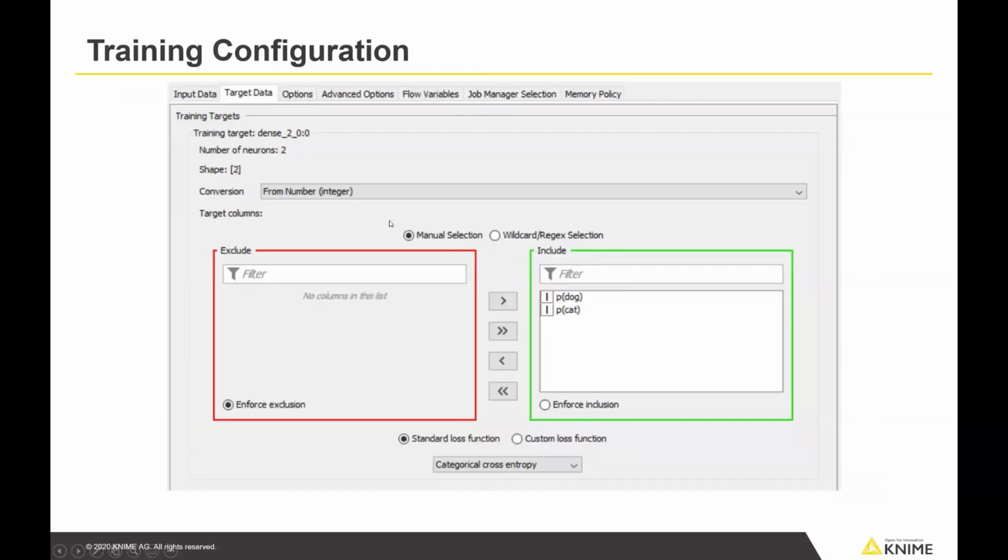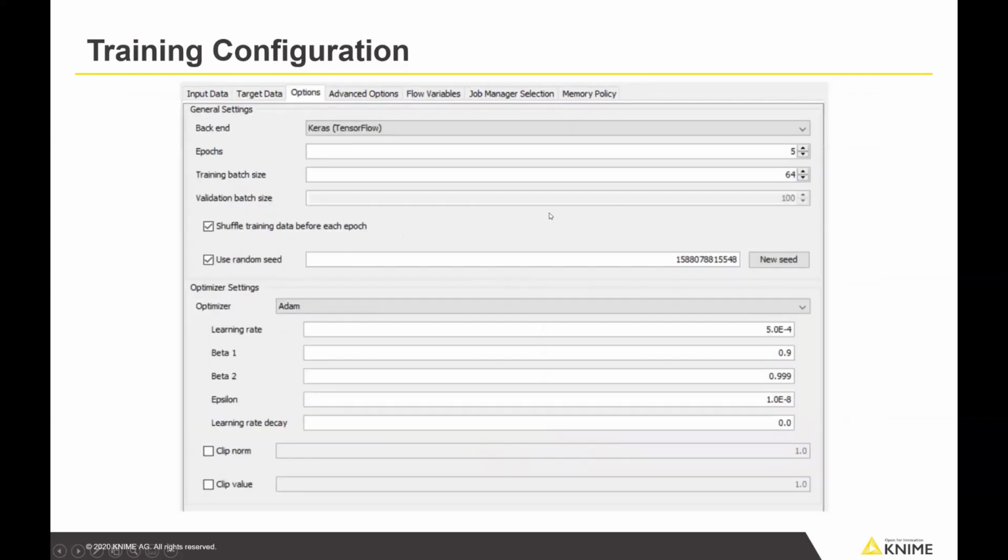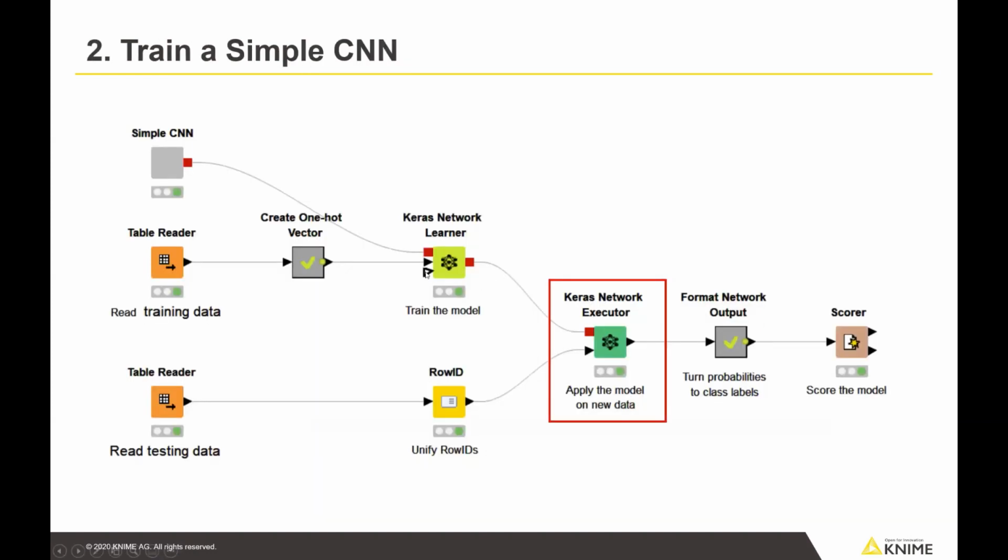Next, we look at the target data. Here we do the same. Our one hot vector is made up of these 2 integer columns, so we assign them here, and we can also choose the loss function you want to use at the bottom. In this case, we use the categorical cross entropy. Then we have some further deep learning specific options. For example, we can choose the number of epochs, so how long the network should train, or we can choose the training batch size. And also we can choose these optimizers, which were already previously mentioned by Benny. After we configured the training node how we want it, we run it and we train the network.